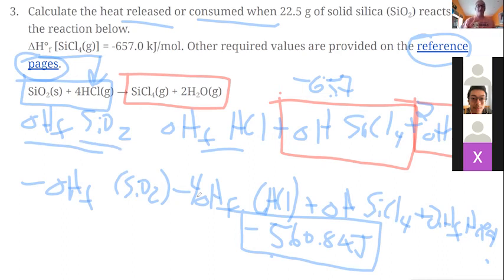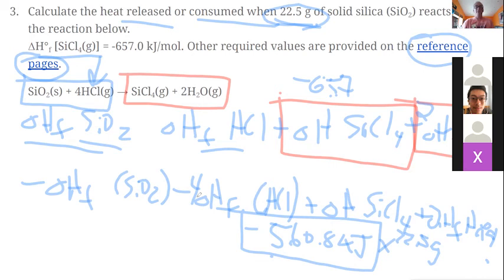So 1 mole of silicon dioxide, 4 moles of HCl, 1 mole of silicon tetrachloride, and 2 moles of water. Well, we don't have a mole of silicon dioxide. At least I don't think so. We only have 22.5 grams. So we need to convert 22.5 grams to moles, and then multiply that by minus 560. That would give us our final answer. So on a test or something, you wouldn't have to look up any of these. She would give you the heats of formation of all of these things.